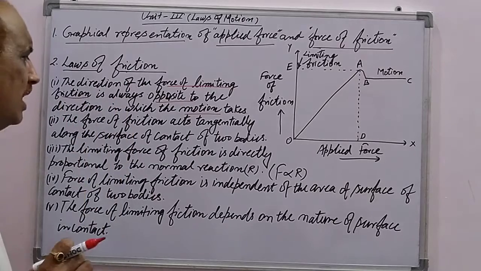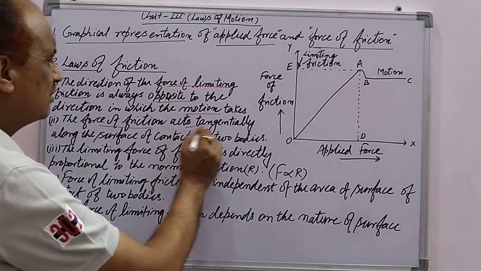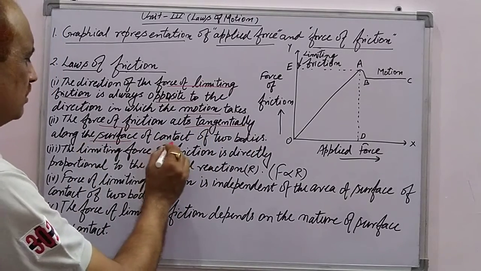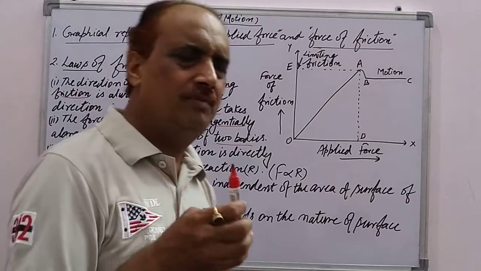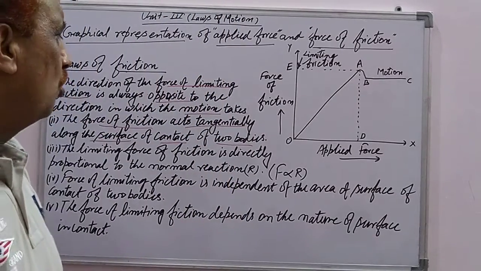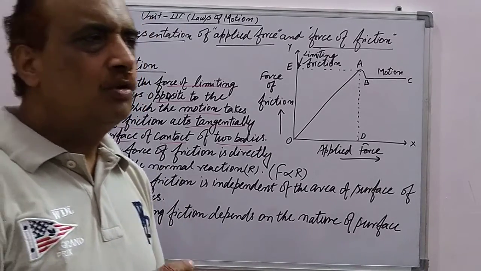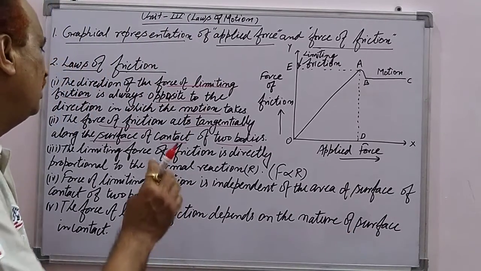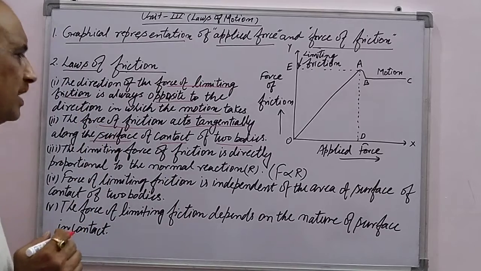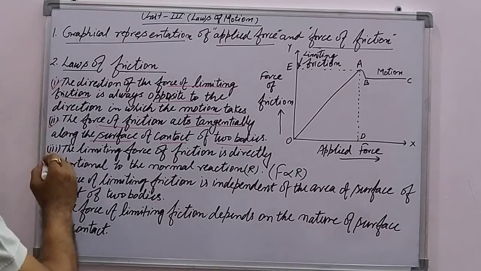This is law number 1, and law number 2 is that the force of friction acts tangentially along the surface of contact of the two bodies. It means that when we draw the line of action of the force of friction, it can be denoted by drawing a tangent line on the surface, and that tangent line gives the direction of the force of friction acting on the body, which is always opposite to the direction of motion of the body. This is rule number 2.